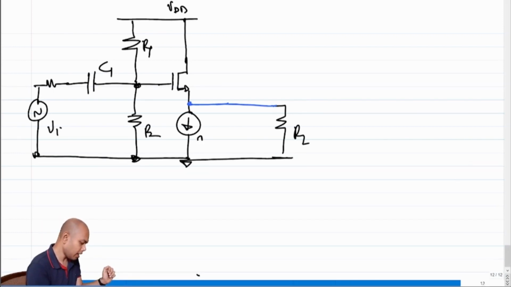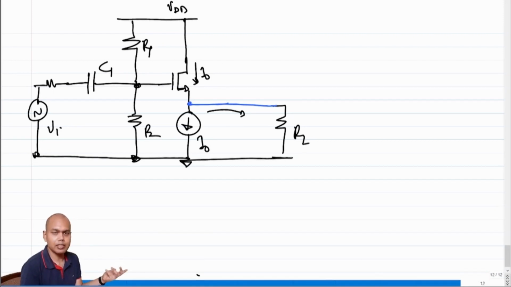So clearly, ideally, we cannot do this, because of what? Because this current I0 is supposed to flow through this. If I connect RL, then some part of I0 will flow through this. So this will not become I0, this will be different from I0. So the biasing of the transistor can get affected, right? So how can I ensure that the biasing of the transistor doesn't get affected?